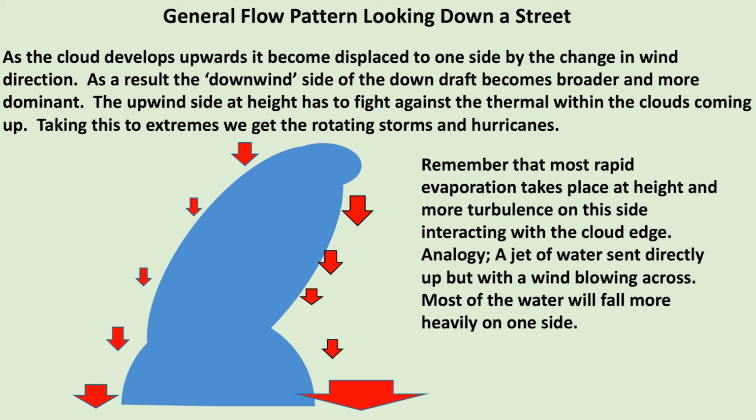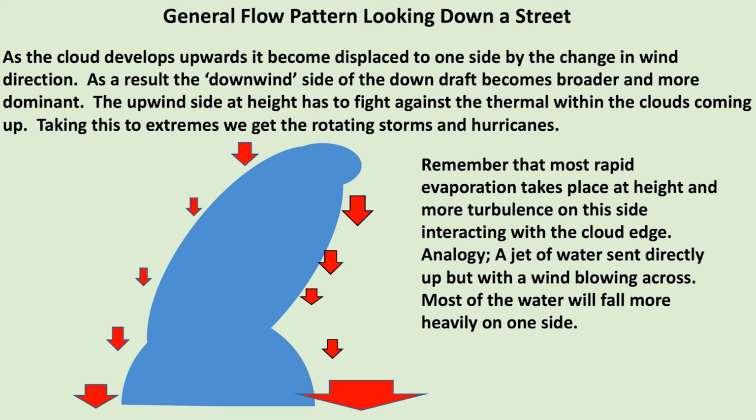As the cloud develops upwards, it becomes displaced to one side by the change in wind direction. As a result, the downwind side of the downdraft becomes broader and more dominant. The upwind side at height has to fight against the thermal within the clouds coming up. Taking this to extremes, we get the rotating storms and hurricanes.